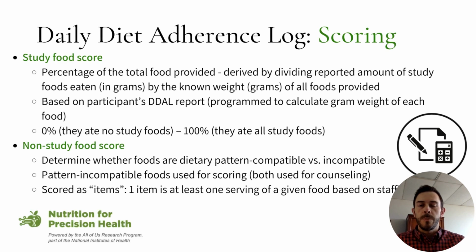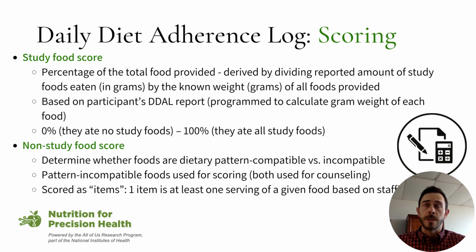Okay, once participants have completed their daily diet adherence log, there are 2 scores that will be generated from the information that they provide. There will first be a score related to the study foods, and so this represents the percentage of the total foods provided by NPH that the participant reports eating, and this is derived by dividing the reported amount of study foods eaten in grams by the known weight of the foods that were provided by the study.